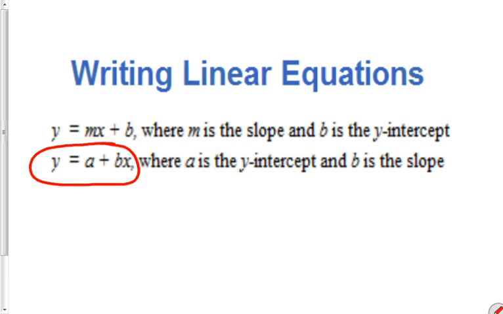Now this is the exact same slope-intercept form, it's just that they're using different letters to represent the slope and the y-intercept. B in this case is the coefficient of the x term, so it's now the slope. And a is the constant, so it is the y-intercept. Right? It's important that you don't get confused between these two forms. They're slightly rearranged and slightly written differently, but they are both slope-intercept form.